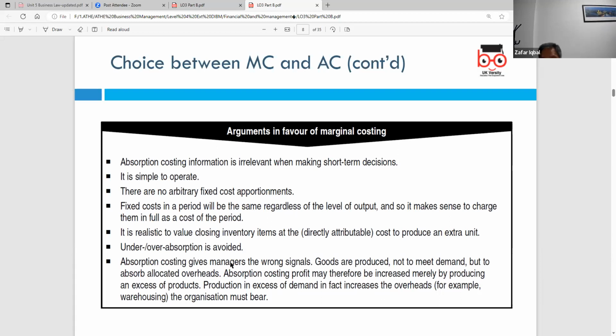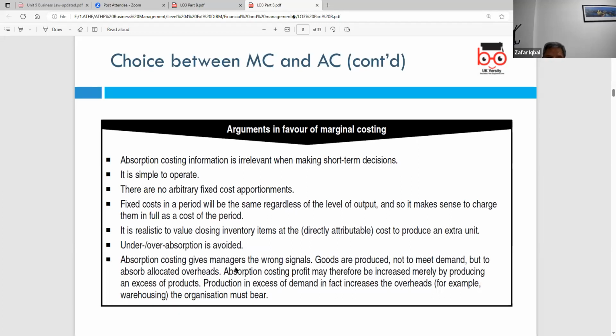And then the managers can decide which product to produce. Whichever product gives you more contribution per unit, that is, the selling price minus the variable cost, you will produce that. Suppose you have three products, A, B, and C, and only one of those products, B, gives you more contribution towards your fixed cost. Then you produce that against A and C. So you disband A and C and continue to produce more of B. Whereas in absorption costing, you continue to produce all three of them and you wouldn't know which is good or which is bad until the end of the year.